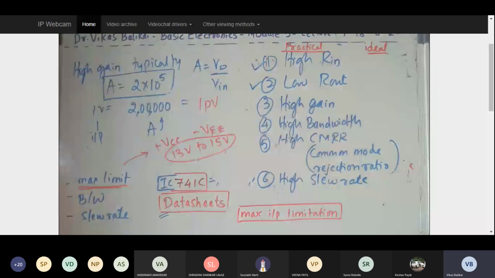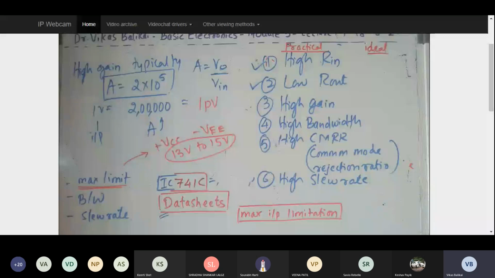Picovolts is raised to how many? Nano is 10 raised to minus 9. What is pico? 10 to the power of minus 12. And then femto is 10 to the power of minus 15. Then further, all those 10 raised to minus 16, 10 raised to minus 18.